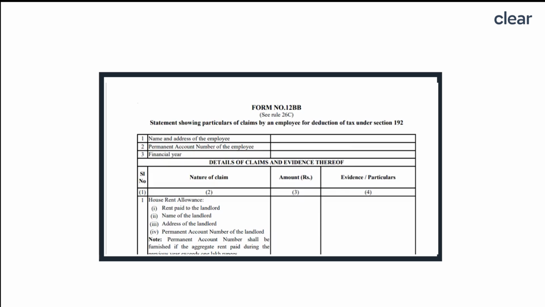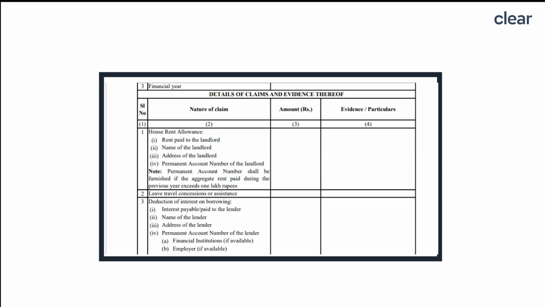Form 12BB looks something like this. Here you can start filling up your name, address, PAN and financial year for which you are making the declaration. In the next part, you will have to give details of house rent that you pay, name and address of your landlord, and their PAN if the total rent amount that you're going to pay for the year exceeds 1 lakh rupees. And the evidence that you can attach here is the rent receipt.